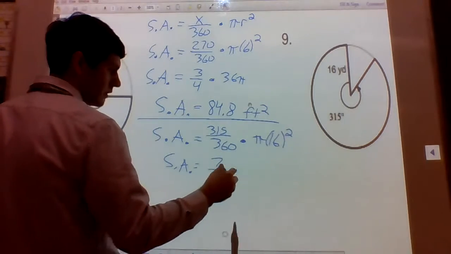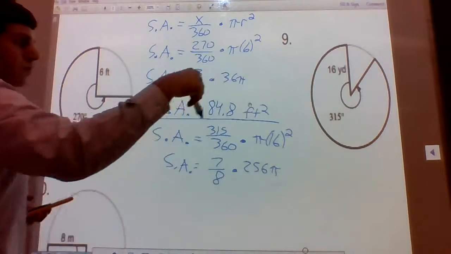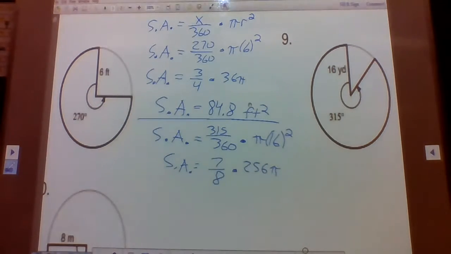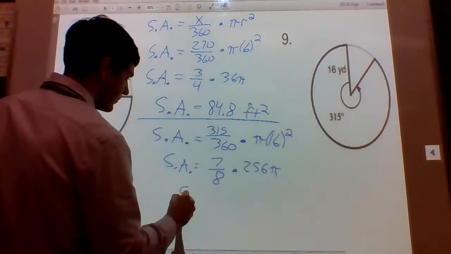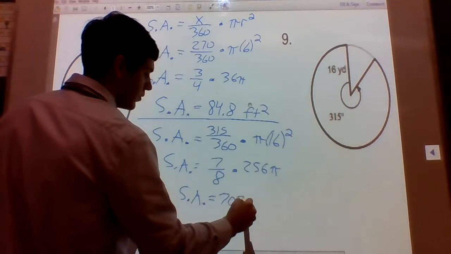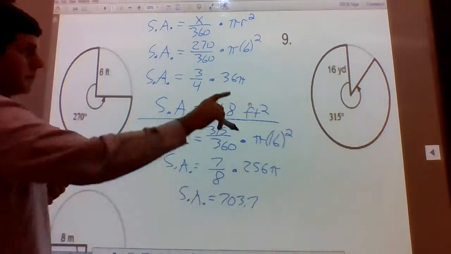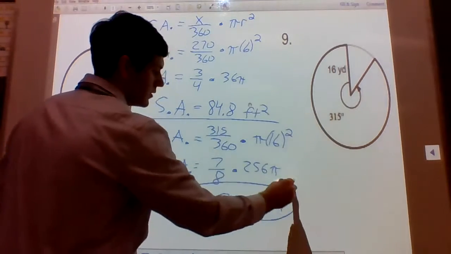And 16 squared is going to be 256 pi. So the area of the whole thing is 256 pi, but we don't want 256 pi. We only want 7/8 of it. So multiply by 7, divide by 8, we get 703.7 square yards.